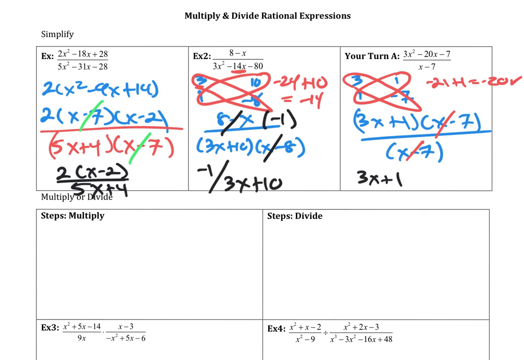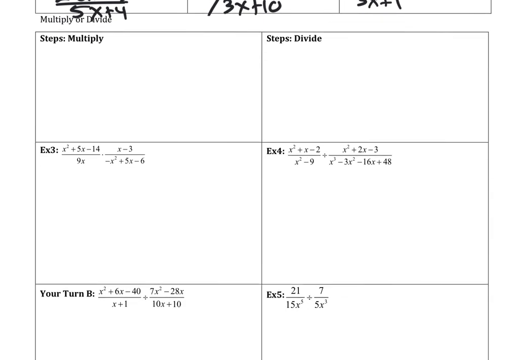All right, we're going to list some steps for multiplying, compare those steps with dividing, and use them to help us simplify some multiplying and dividing expressions with rational functions. When we go to multiply, we have a couple steps we want to make sure we follow. The first step, very similar to what we had just done, is you want to make sure that you factor everything.